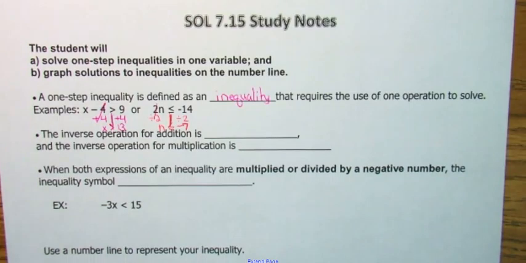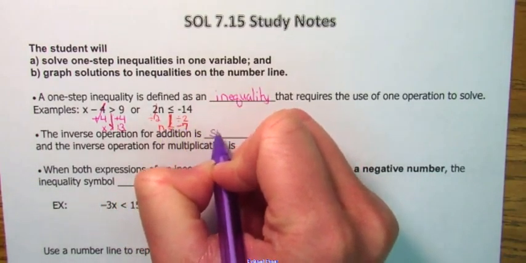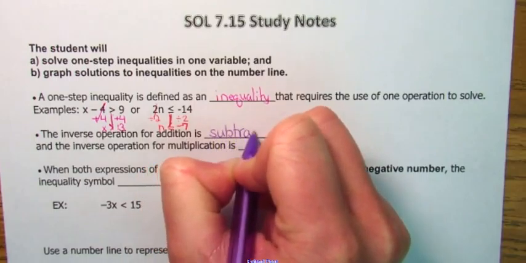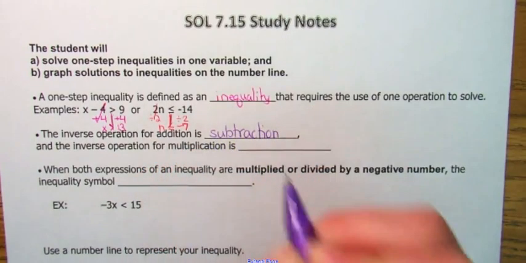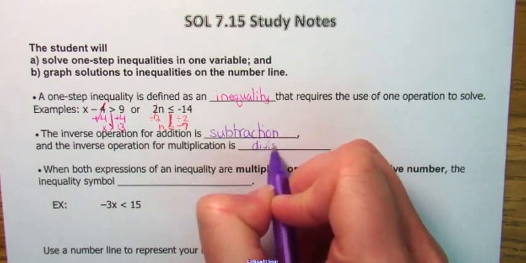So it could be other numbers. It could be any number less than negative 7. It could be negative 8, negative 9, negative 10, as long as it is less than negative 7 or equal to negative 7. Now, just a reminder, the inverse operation for addition is subtraction, and the inverse operation for multiplication is division.